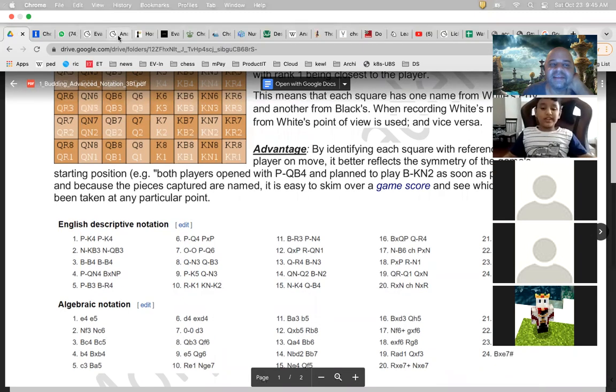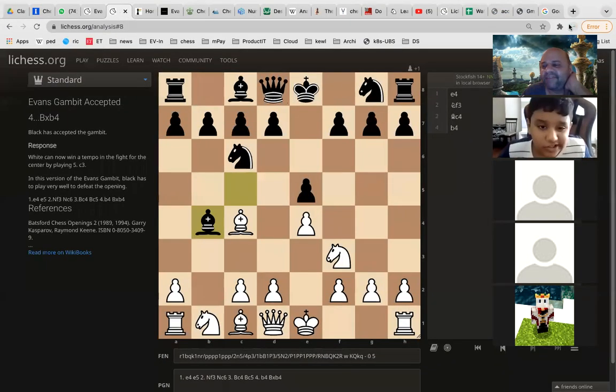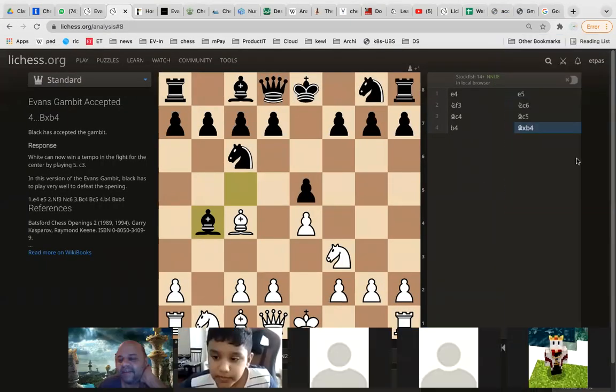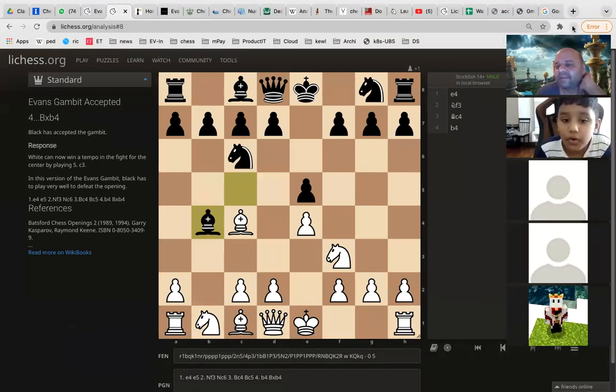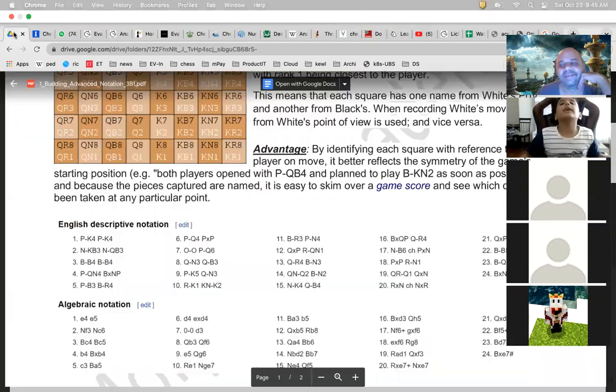It is just like the algebraic notation, right? Yes, it is very similar, just a little bit different. Here we wrote B crosses B4, there we wrote it as Bx B4. Here, we will not say X, we say B cross NP, knight pawn.